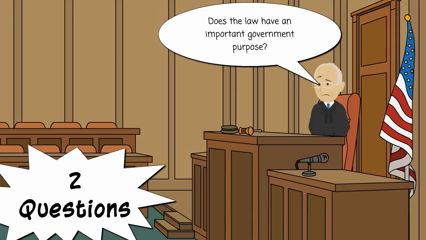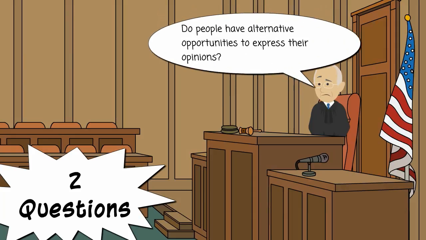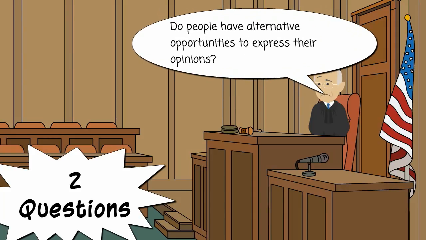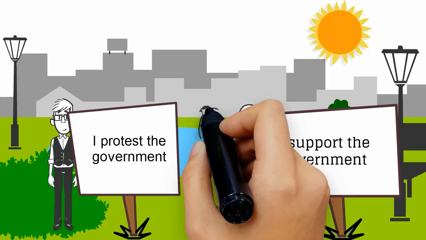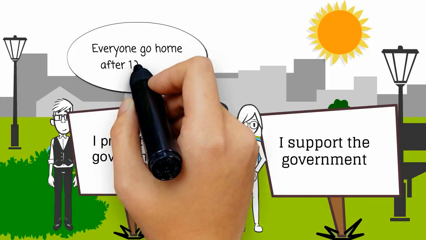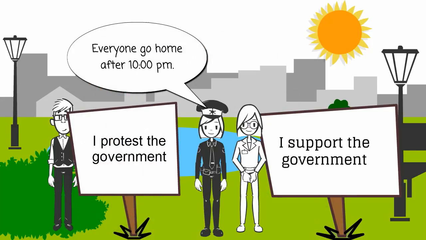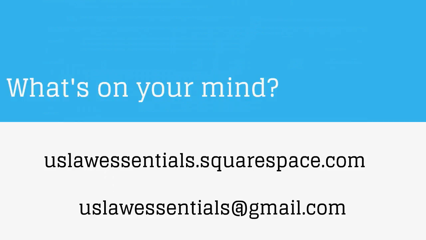First, does the law have an important government purpose? And second, do people have alternative opportunities to express their opinions? For example, if everyone can demonstrate before 10 p.m., a law prohibiting demonstrations after 10 p.m. might be constitutional.